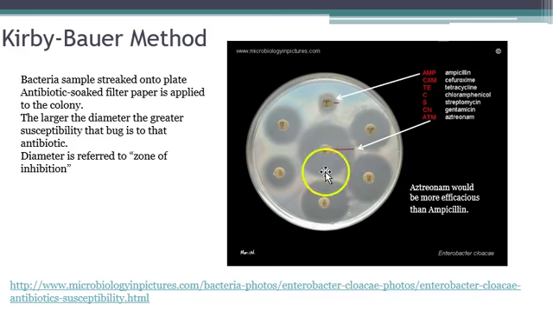So you can see, this one, for example, here is aztreonam. That is a very large zone of inhibition, and this is in contrast to something like ampicillin, which has a much smaller zone of inhibition. So in terms of bacteria cell killing, we'd go for something like aztreonam for this specific patient.